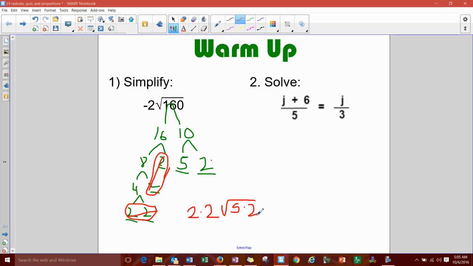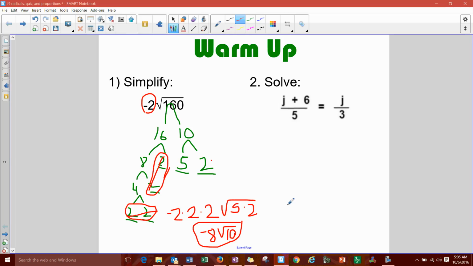And then I can't forget about this negative 2 out in front. I have to multiply the whole thing by negative 2. And then when I multiply these all together, my final answer is negative 8 root 10. All right.